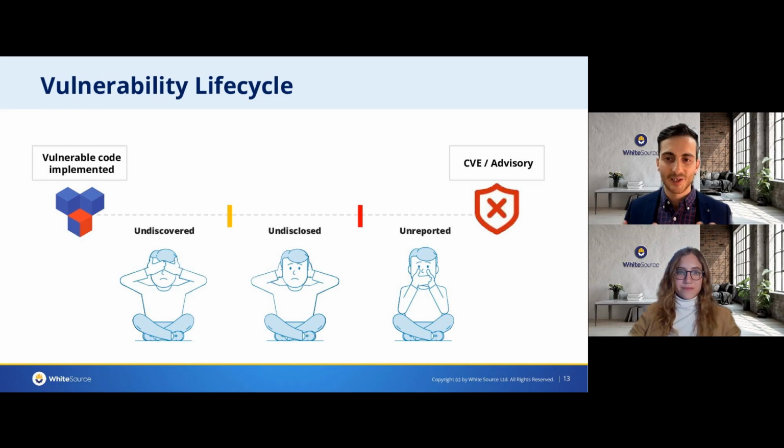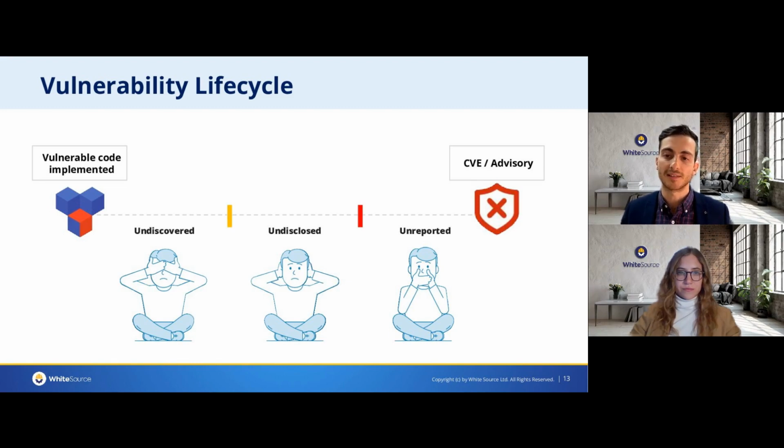Let's define and clarify what undiscovered, undisclosed, and unreported vulnerabilities are. Undiscovered vulnerabilities are the first stage within the vulnerability lifecycle, from the first implementation of vulnerable code until it's been discovered, either by a developer, security researcher, or anyone else.